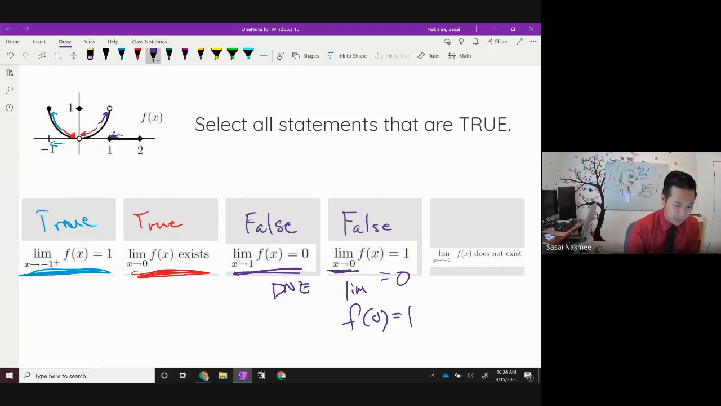And last but not least, the limit as x approaches -1 from the negative side does not exist. That is true, because I have nothing to approach from the negative side onto -1. So I can't actually say what it is approaching from the left-hand side. But I'd say that one is also true, because that limit does not exist.